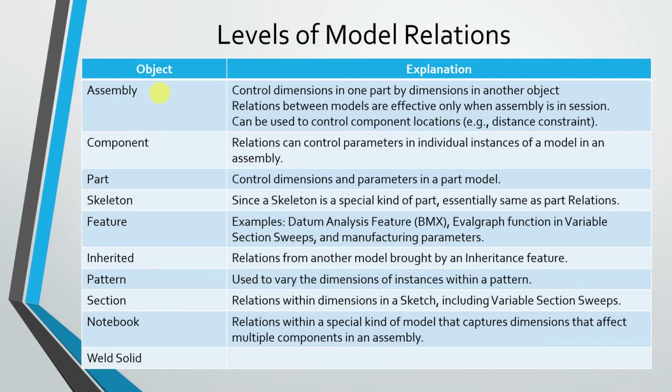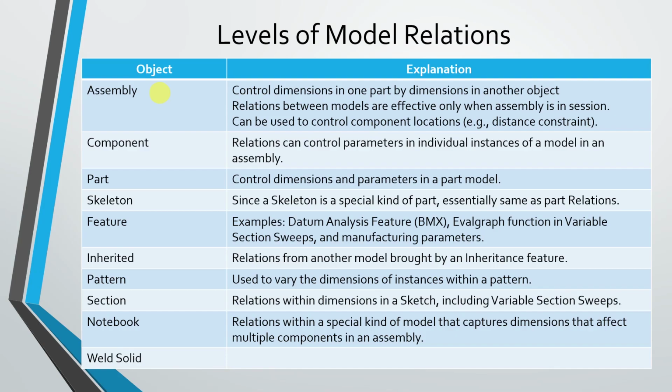Relations are mathematical expressions or equations that control some dimensions and parameters in your model by other dimensions and parameters. And in Creo Parametric, they can be created at multiple different levels. Let's take a look at the different levels in which they can be created in models.